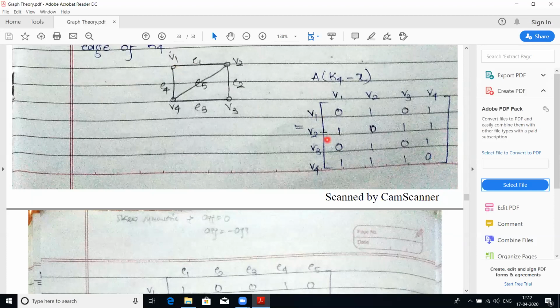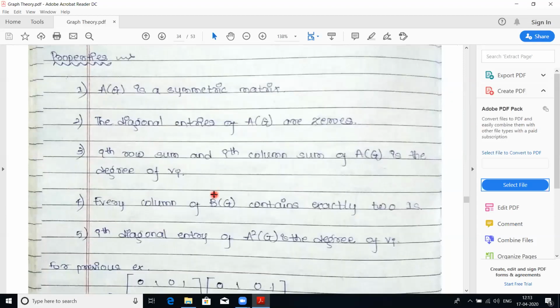If I consider the second row, second column, the sum is 3, so the degree of V2 is 3. Third row, third column, 2, so the degree of V3 is 2. Fourth row, 3, fourth column, 3, so the degree of V4 is 3. So the ith row and ith column sum of the adjacency matrix is the degree of Vi.